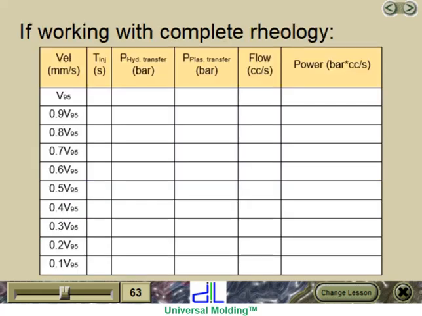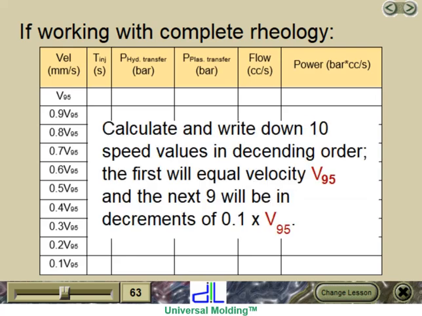If working with complete rheology, calculate and write down 10 speed values in descending order. The first will equal velocity V95, and the next 9 will be in decrements of 0.1 times V95.